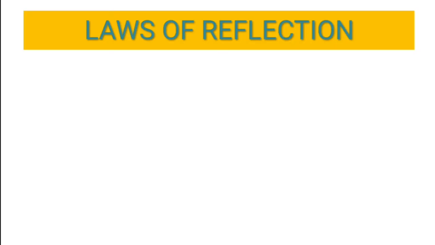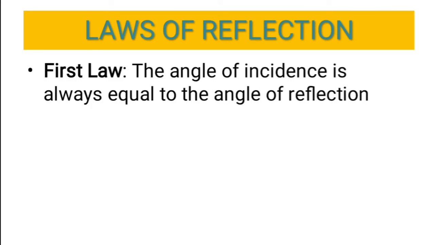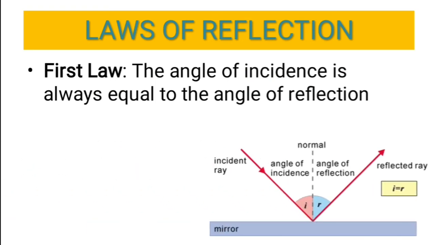Now comes the last part, which is the laws of reflection. It is very important. First law: the angle of incidence is always equal to the angle of reflection. So i is always equal to r. This is the angle of incidence, which is between the incident ray and the normal, and this is the angle of reflection, which is between the reflected ray and the normal. The first law states that these two angles are equal. So i is equal to r.